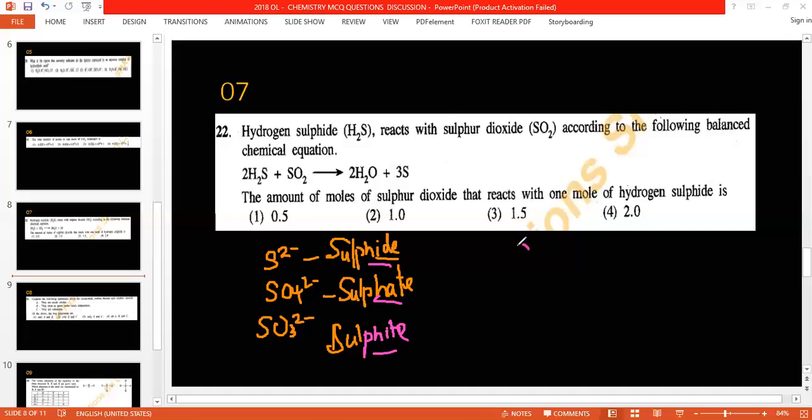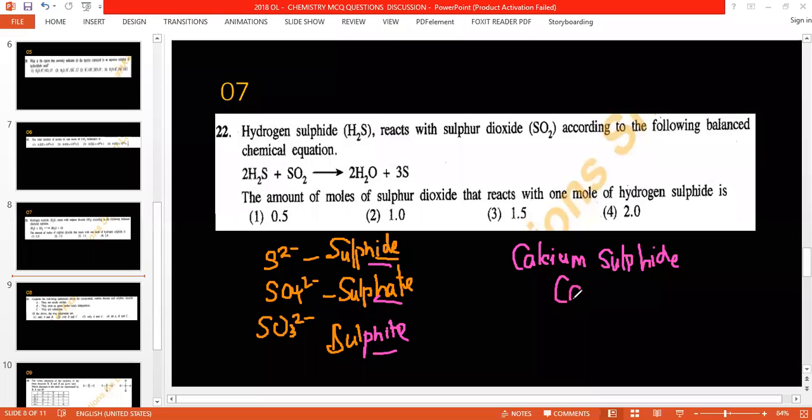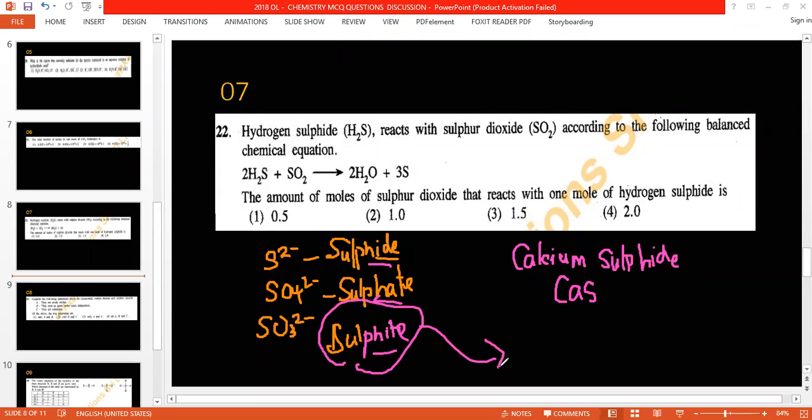For example, if they ask to write the chemical formula of calcium sulfide, that is CaS. If they ask calcium sulfite, that should be CaSO3. And the famous calcium sulfate, you must know where you can find calcium sulfate.